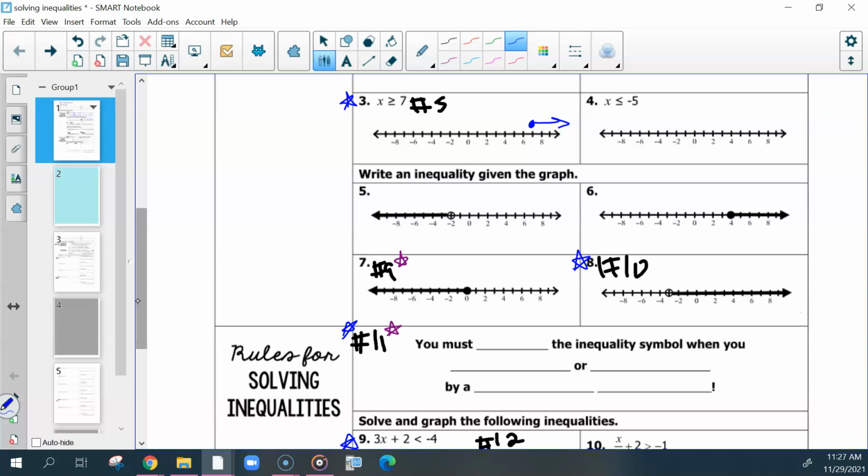Kobe? X is... Yeah. X is strictly greater than -3 because it's an open circle. We have to have greater than or less than, and because it's pointing to the right, it has to be greater than. And then it's at -3.